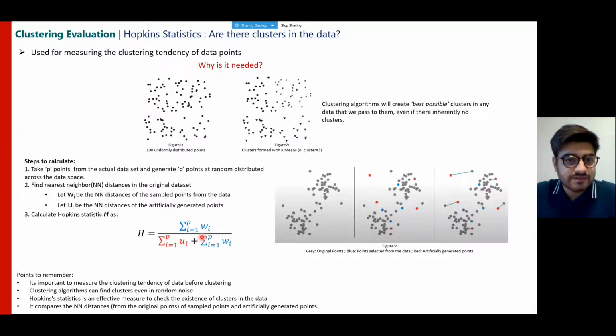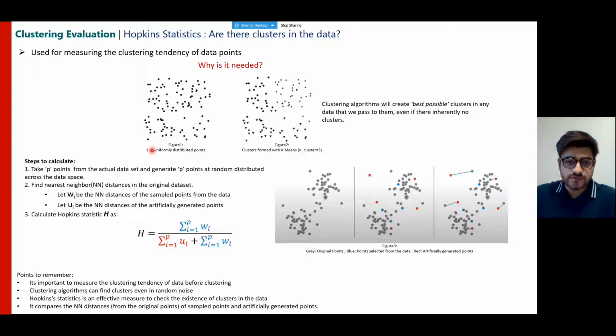Moving to the next statistic that we have, it is the Hopkins statistic. It is used to answer the question, are there actually clusters in the data? Now this question becomes important because even if we give a clustering algorithm some random noise or just a random distribution of points, it will find clusters in it.